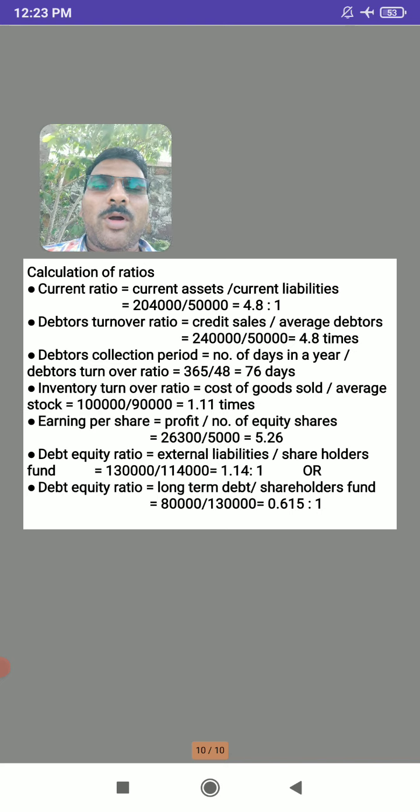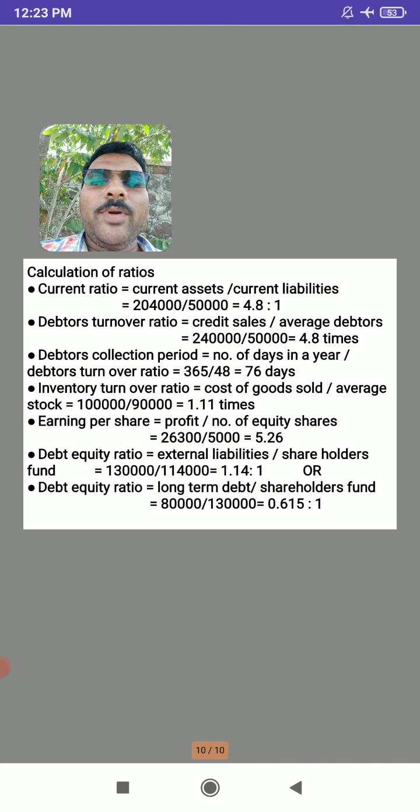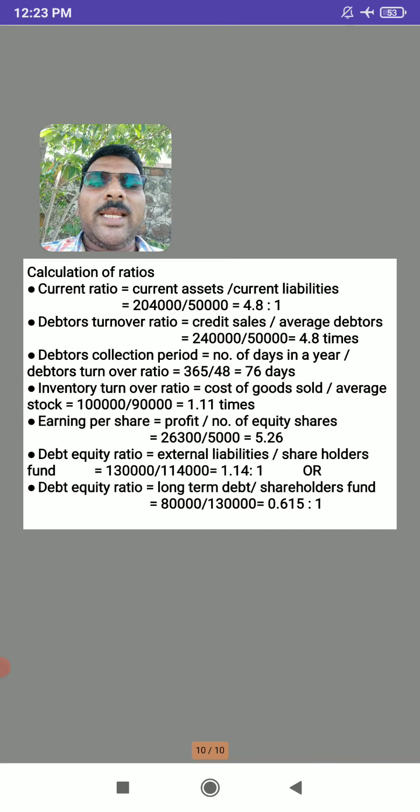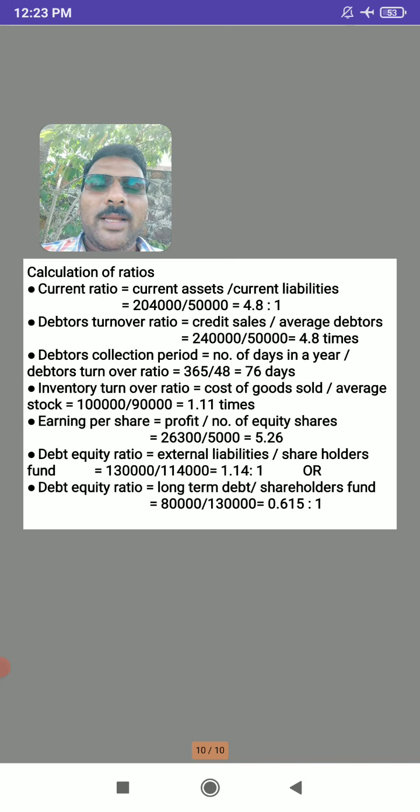EPS is profit available to equity shareholders divided by number of equity shares. Only equity shares are considered. Here profit is 26,300, that is after deducting dividend. In the working note we have calculated the profit available to equity shareholders. That is 26,300 divided by 5,000, which equals 5.26.